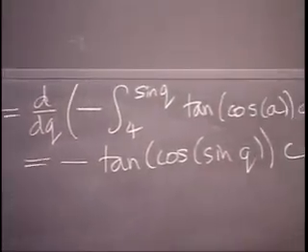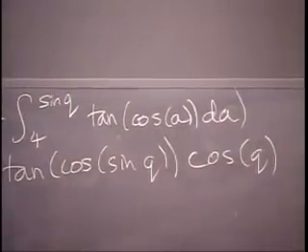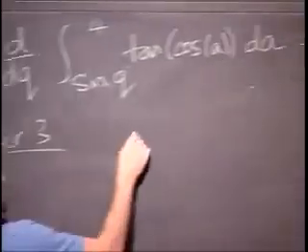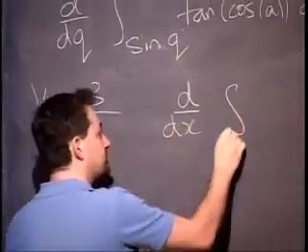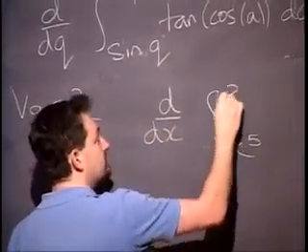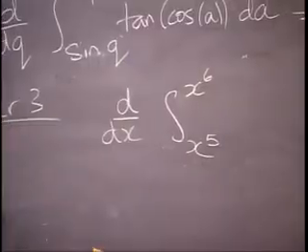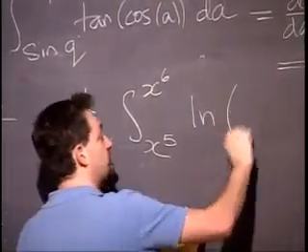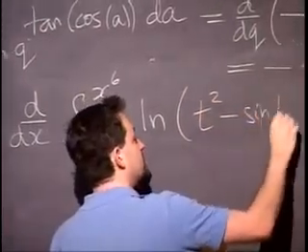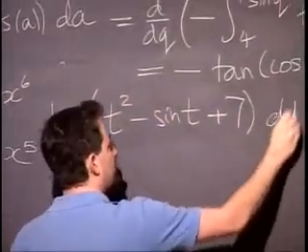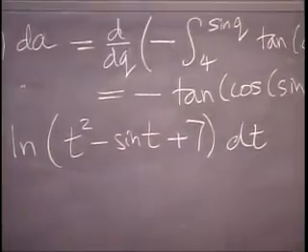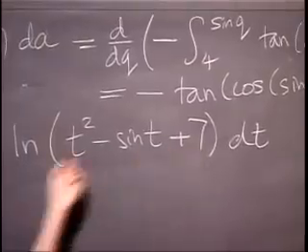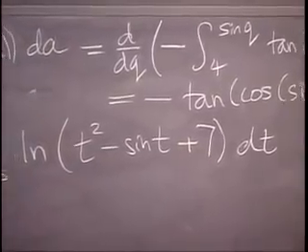Well, variation 3 is the last of its kind. There is a variation 4, but it's a completely different type of problem, apparently. So let's just consider this. Derivative, d dx, of the integral from x to the 5th to x to the 6th of log t squared minus sine t plus 7. Actually, in this case, it doesn't matter what t is. T squared is positive. Sine t is at most 1. So inside we have at least 6. So you can take the logarithm.